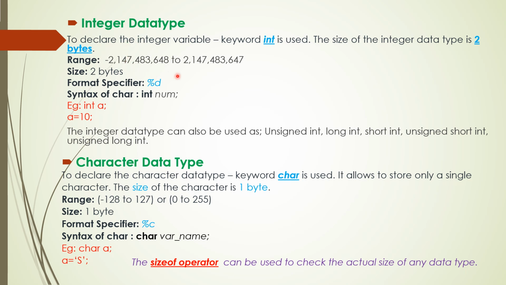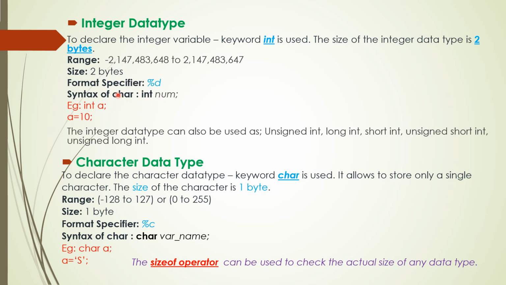In the primary data types, we have integer. An integer is used where we declare integer type variables, and the keyword used is int. The size is 2 bytes. The range of the general integer data type is this, and the size is 2 bytes as I mentioned, and the format specifier that we use inside the program is %d. This is what the syntax of an integer data type is.